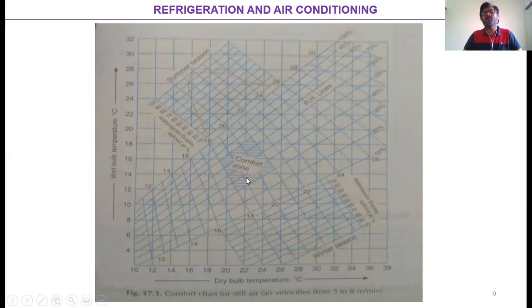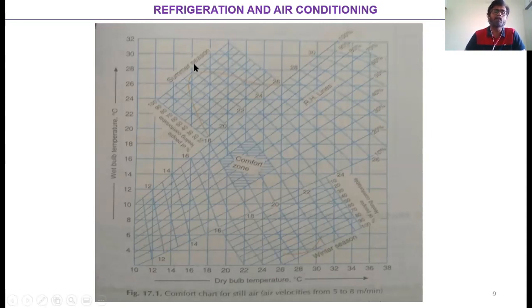So this comfort chart is the one which actually indicates how much percentage of the people will feel comfortable at particular values of the dry bulb temperature, wet bulb temperature, and relative humidity, which are taken into account by introducing a single term that is known as effective temperature.